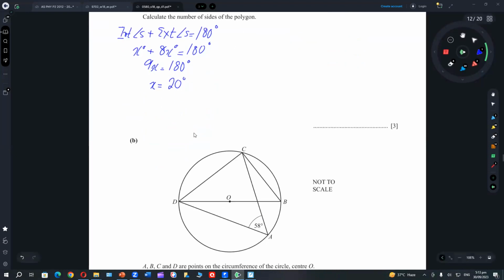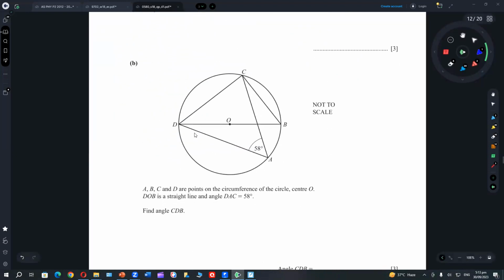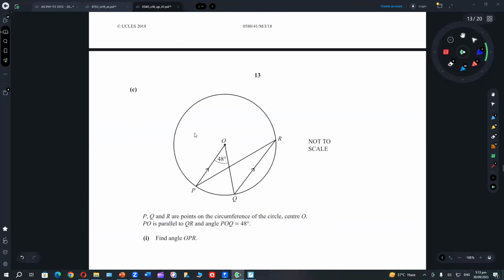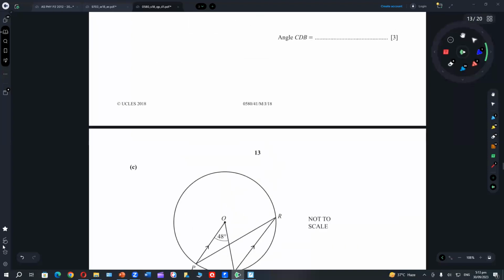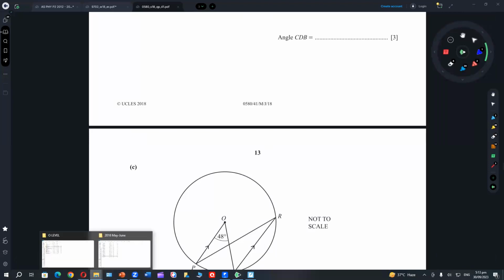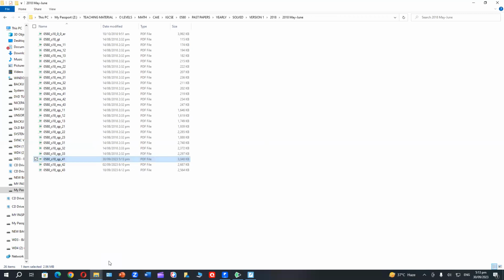Did you see the working? Yeah. The second part and third part are going on other topics. Can you find any other question on this polygon? The rest are mostly circles.